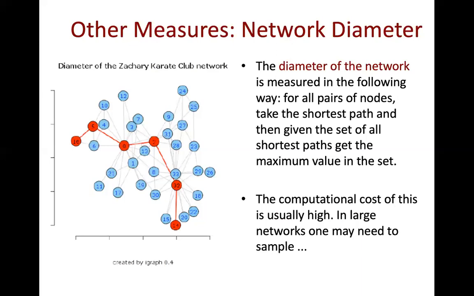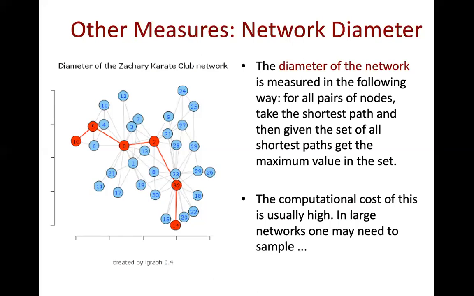There are some other measures such as network diameter. And it's measured in the following way. For all pairs of nodes, you need to take the shortest path, and then given the set of all shortest paths, get the maximum value in this set, right? So basically find the maximum shortest path. This would be the network diameter.